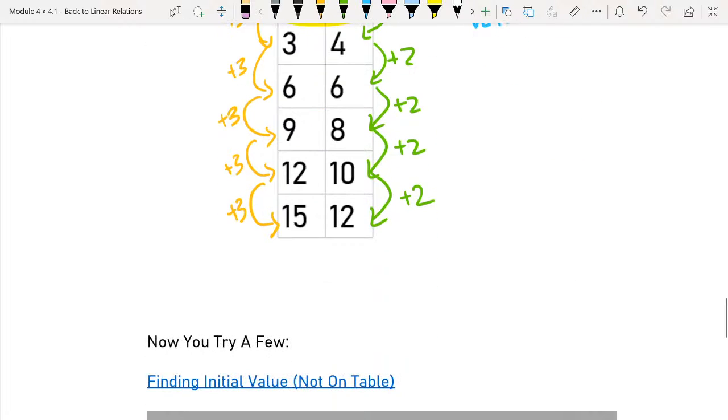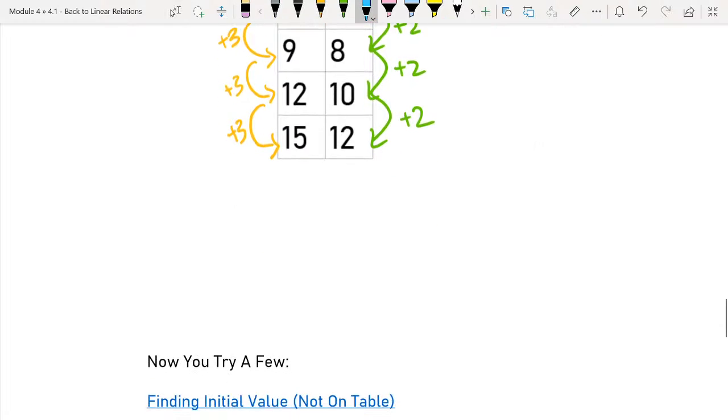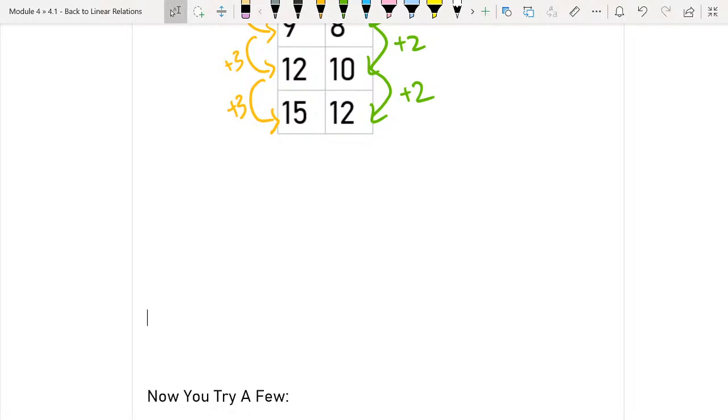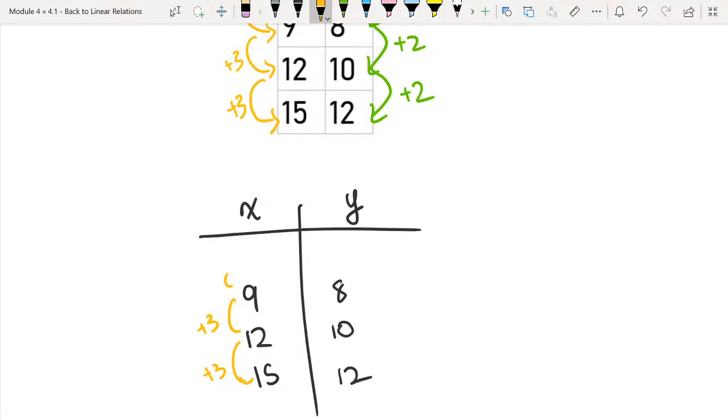Now, a note. The table doesn't have to work out so that you only have to go back in the pattern once. This could have started at 9. You know, this table could have gone 9, 12, 15, and with the y values 8, 10, and 12. And you might have had to say, okay, we're going by 3s here. So I'm going to go by 3, and that'll give me 6. And then by 3 again, that'll give me 3. And then by 3 again, and that'll give me 0. And I could have said, okay, well, here I'm going by 2s.